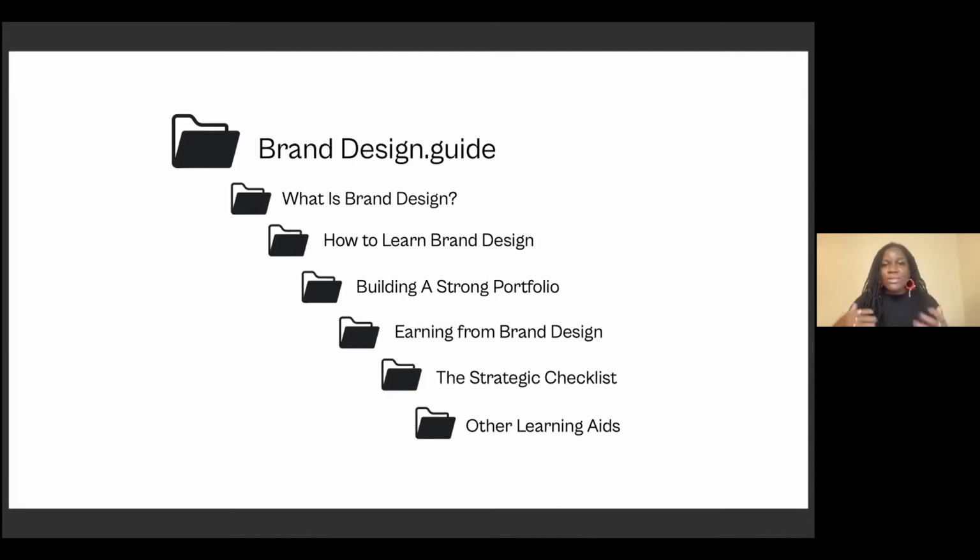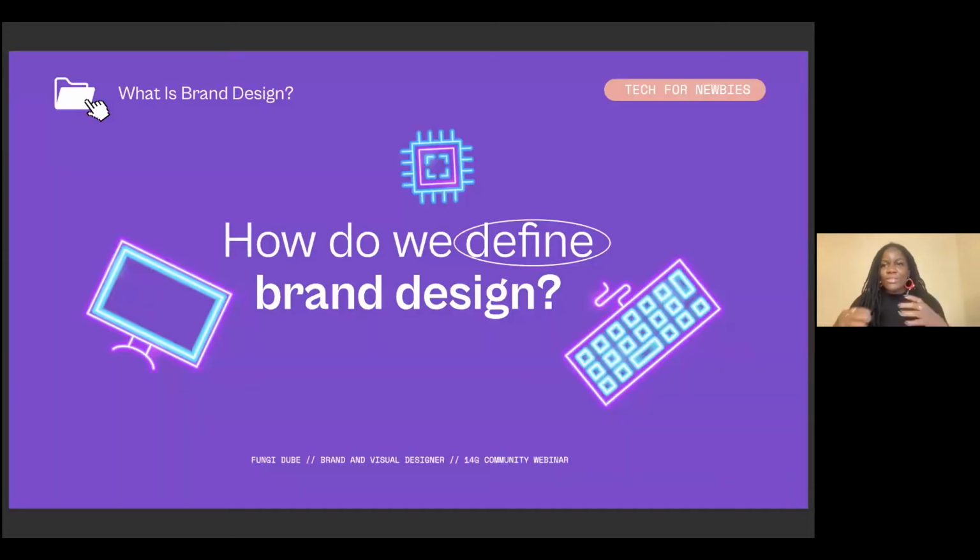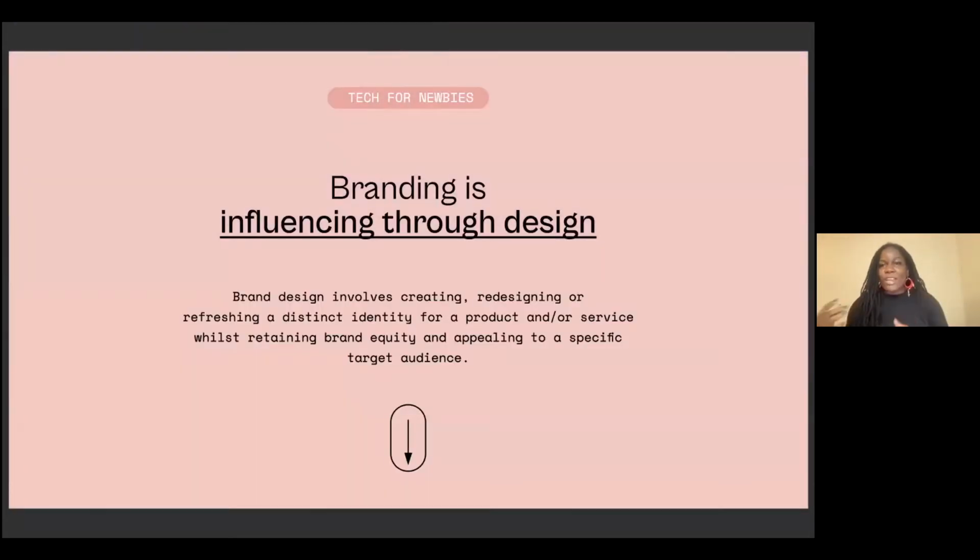So how do we actually define it? Chisha has been talking about graphic design. Brand design is an extension of graphic design, but it has a particular focus because what we're now looking into is trying to create or redesign or refresh an identity for a product or service. So it's basically giving that product or service a look, a feel, a vibe, a story, and doing that in such a way that you're able to maintain brand equity, and you're also appealing to a specific target audience.